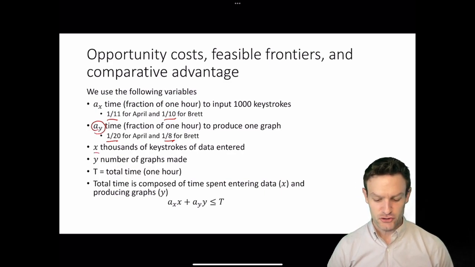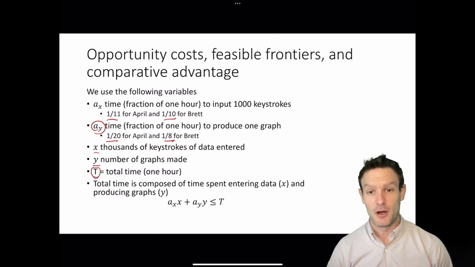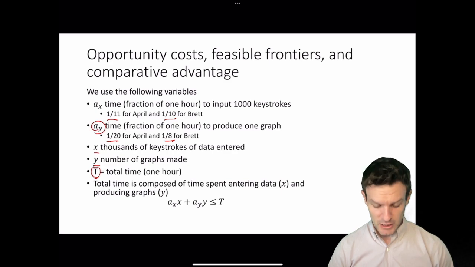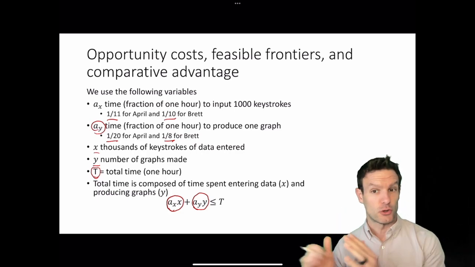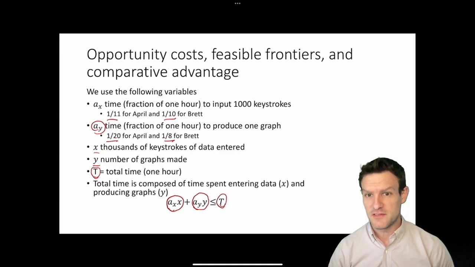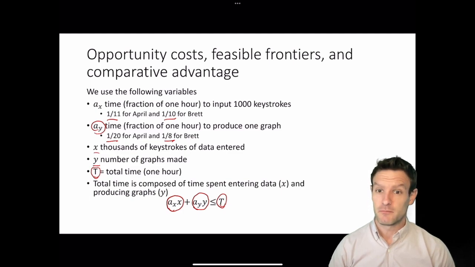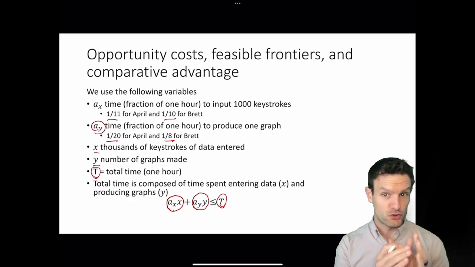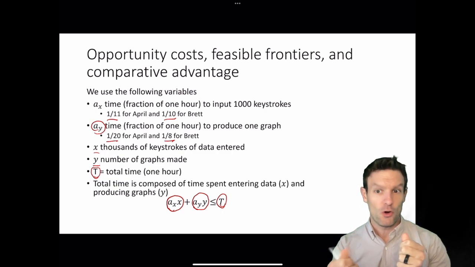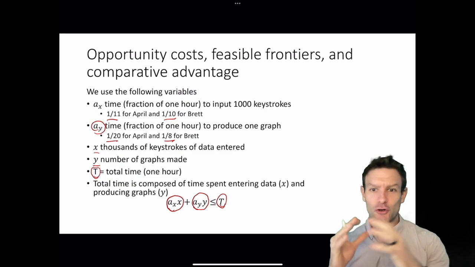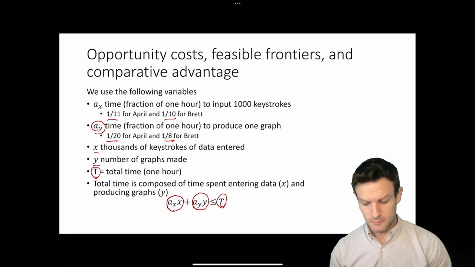So x is the thousands of keystrokes of data entered, and y is the number of total graphs made, as I've already said. And then T, capital T, is the total time, 1 hour. So when thinking about this, what can we see? We can see that the amount of time required multiplied by the output, a_y times y, those multiplied by each other has to be less than or equal to the total time allocated, where capital T is 1 hour in this case. So for each of them, we have the fraction of the hour required to produce 1 unit of x and the fraction of an hour to produce 1 unit of y, multiplied by the corresponding numbers of graphs made or data entered. When we have those, the total amount of time spent on those has to be less than or equal to 1 hour. That's what this is saying.